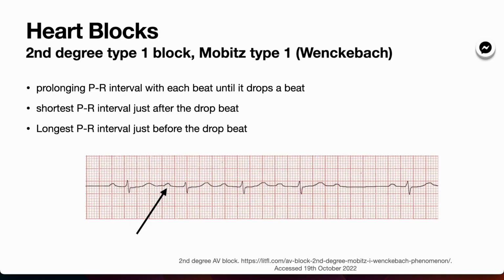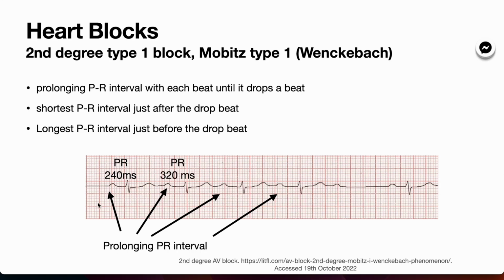So you can see here that the PR interval is getting more prolonged. It's already prolonged here, but it just seems to prolong and prolong. So I tried to measure the PR interval. On this beat it is about 240 milliseconds, the next is 320 milliseconds, and the fourth beat is 360 milliseconds.